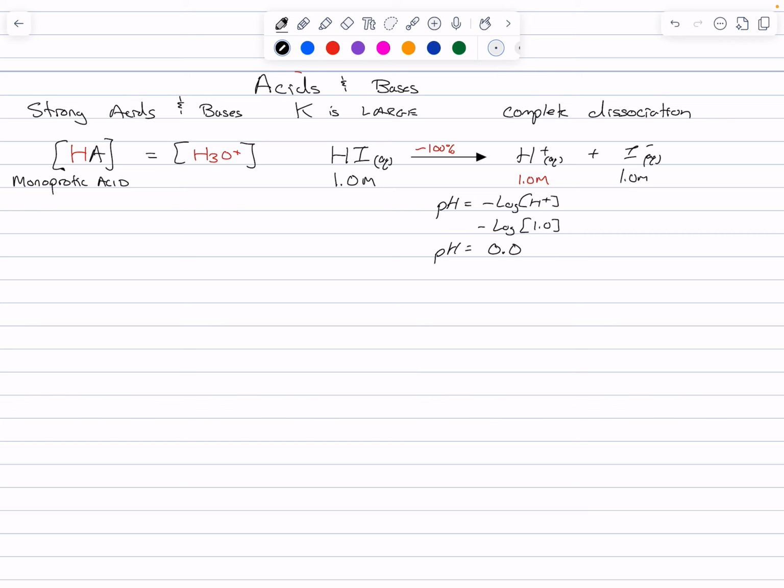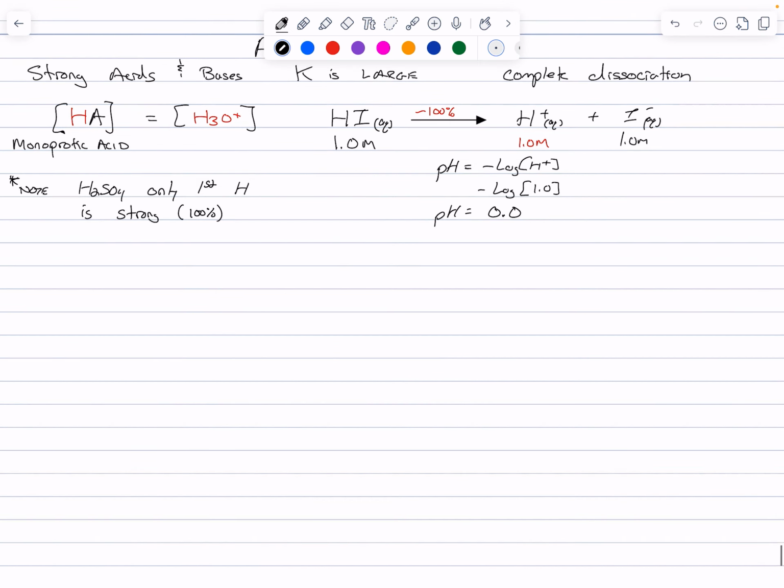Now, little note here: H2SO4. Only the first H is strong, or 100%. Okay, only the first H.